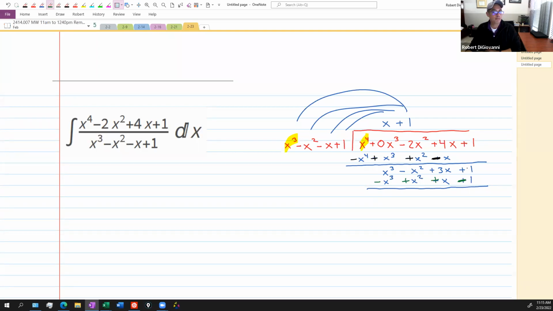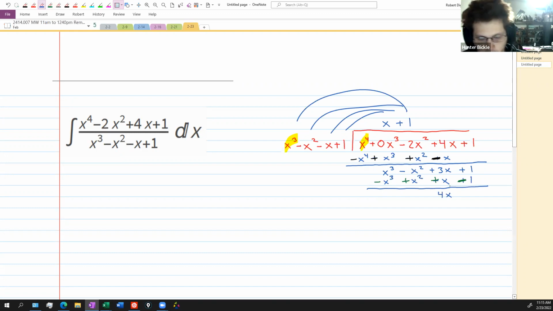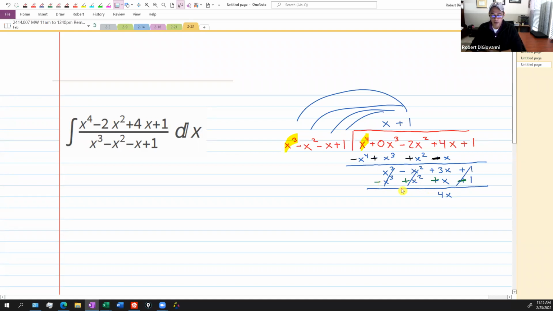What are we left with? 4x. Right, everything else went away. Just so happened that's what happens. So, all right, that's where we are. We have 4x. We can't turn x cubed into 4x, so that's our remainder. So I will put plus the remainder, 4x, over the divisor, which is x cubed minus x squared minus x plus 1. We good?